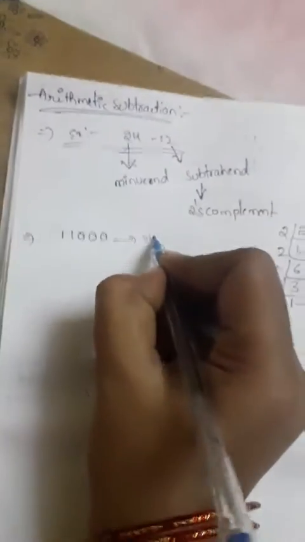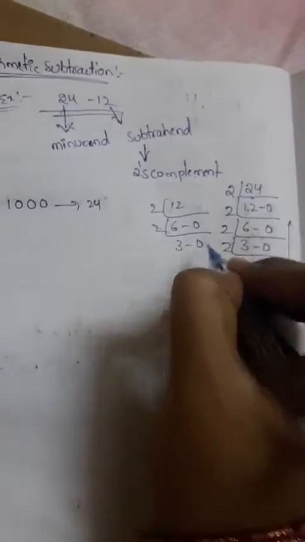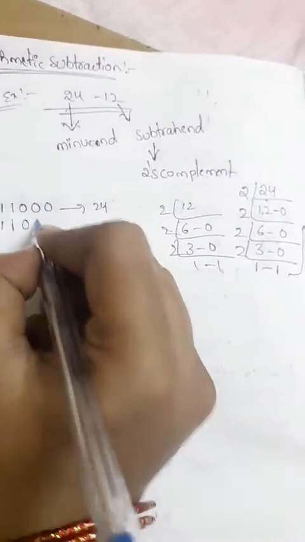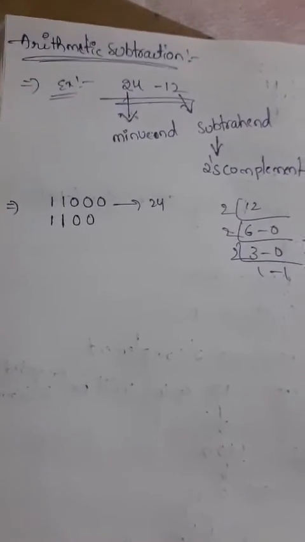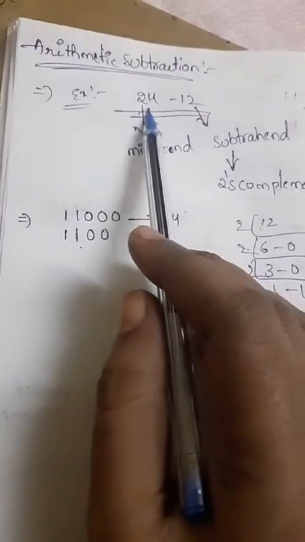So for 24 we'll get the number as 11000. The binary number of 24 is 11000. This is 24. And now we need to convert 12. So 12, what is the binary number? 2 6s are 12, remainder 0, and 2 3s are 6, remainder 0. 2 1s are 2, the remainder will be 1. So we'll get the number as 1100. Okay, so this is our number for 12 and this is the number for 24, right?